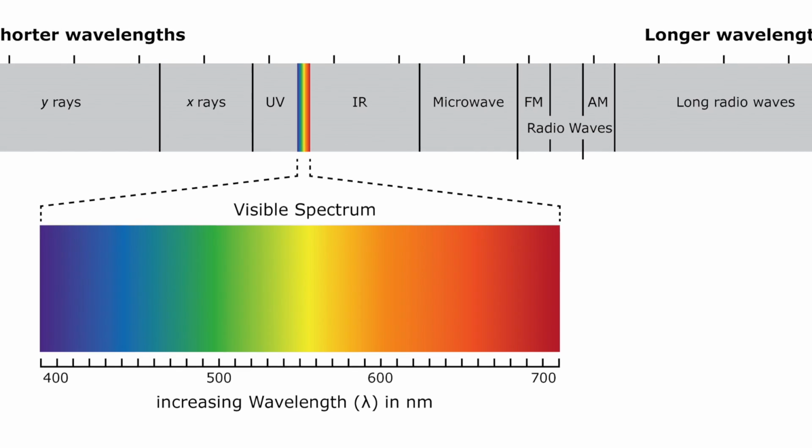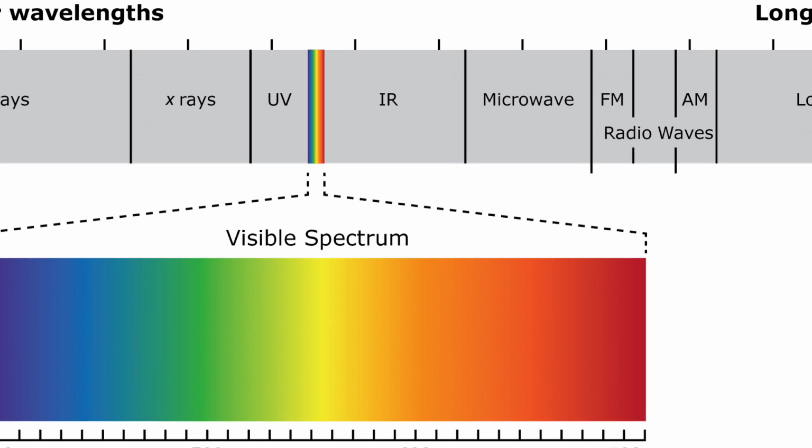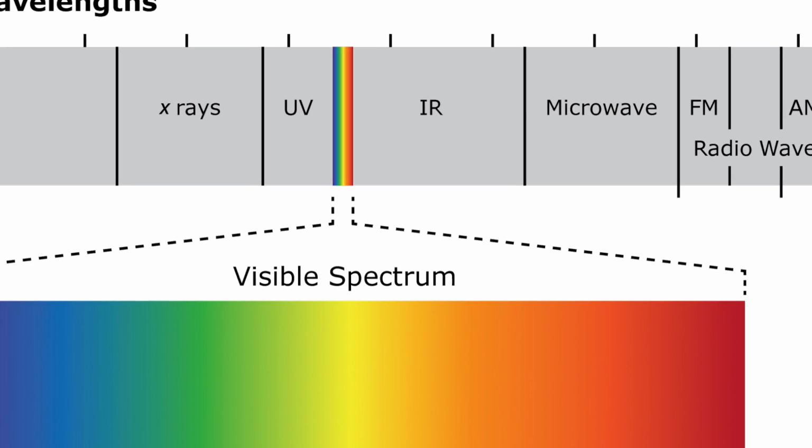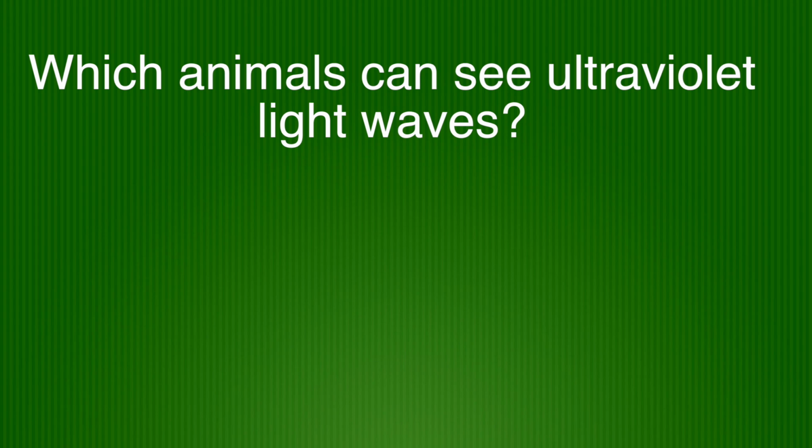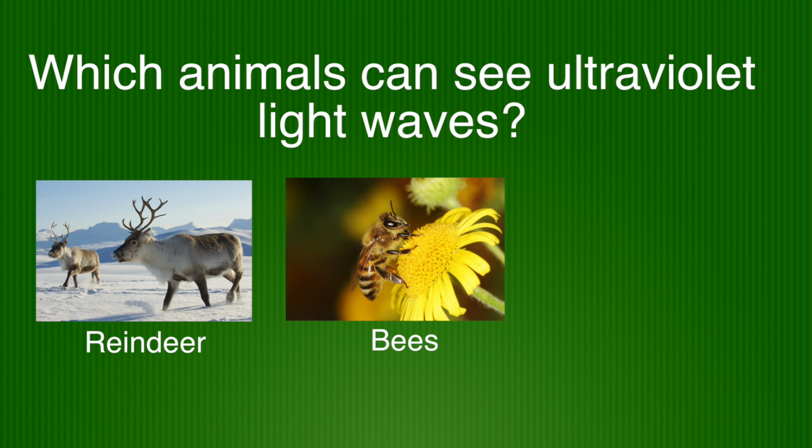Ultraviolet waves, or UV waves, have shorter wavelengths than visible light waves. Humans can't see UV light, but some other animals can. Which animals can see ultraviolet light waves? Reindeer, bees, geckos.